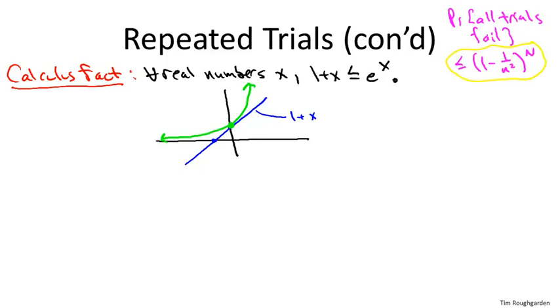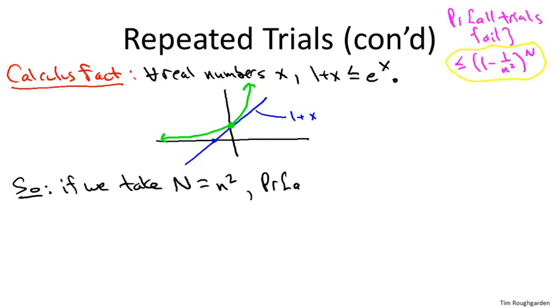What's the point? The point is this allows us to do some very simple calculations on our previous upper bound on the failure probability by working with exponentials instead of working with these ugly 1 minus whatever's raised to the whatever term. So let's combine our upper bound from the previous slide with the upper bound provided by the calculus fact. And to be concrete, let's substitute some particular number for capital N. So let's use little n squared trials, where little n is the number of vertices of the graph.